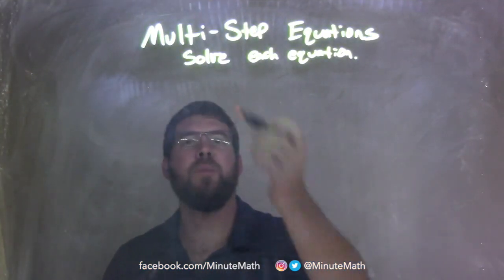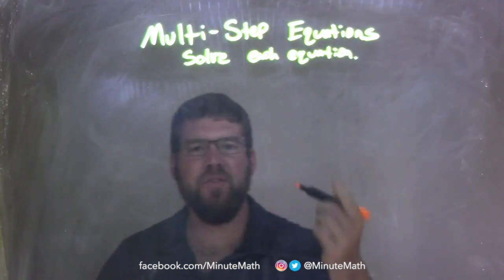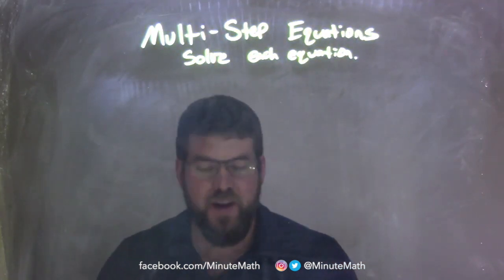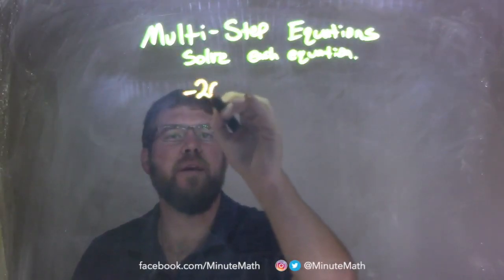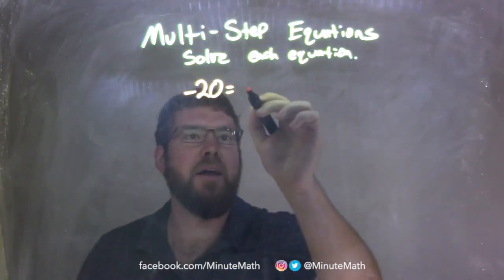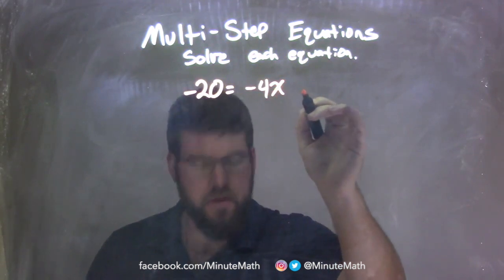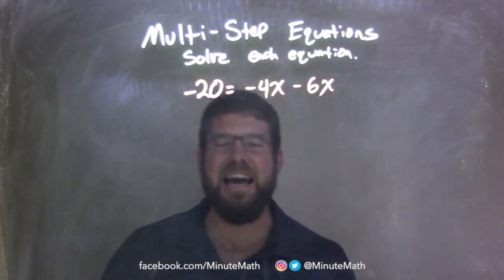And today we're going to learn about multi-step equations, and we're going to solve each equation. So, if I was given this equation, negative 20 equals negative 4x minus 6x.